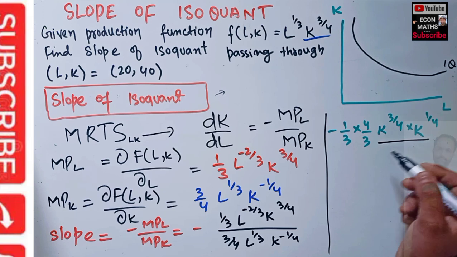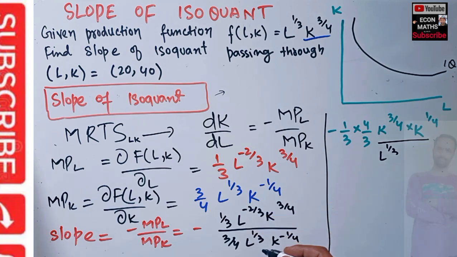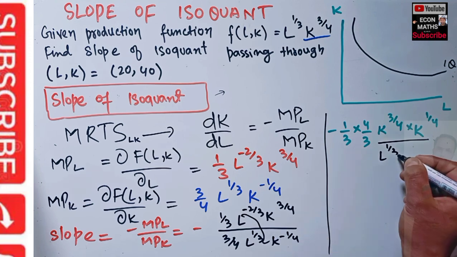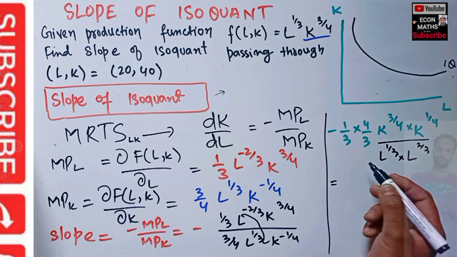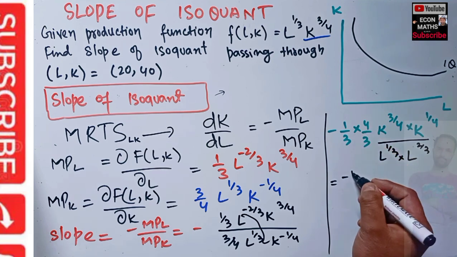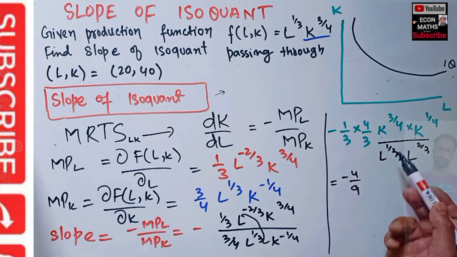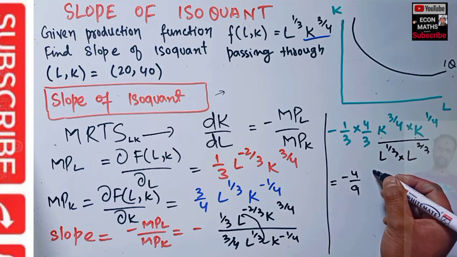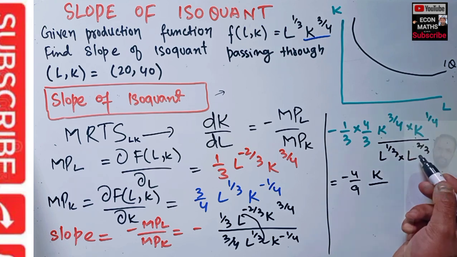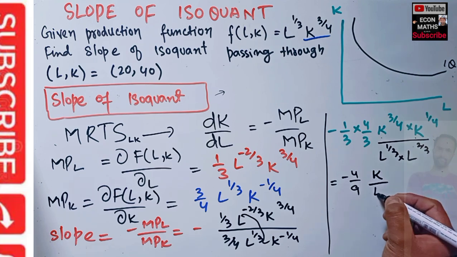Same stuff we do for L. So we have L to the power 1/3. When I transpose this here, it will get multiplied, but the exponent sign will change, so it will become L to the power 2/3, or we will get minus 4/9. Bases are the same, so we can add up the exponents. The exponents add up to 3/4 plus 1/4, which is 1, so we will get K here, and similarly the exponents sum up to 1, so we will get L.